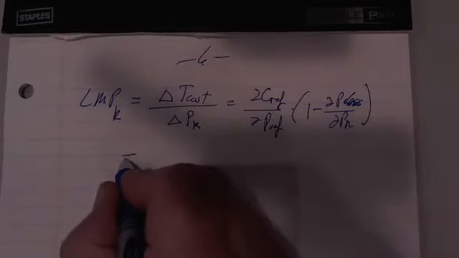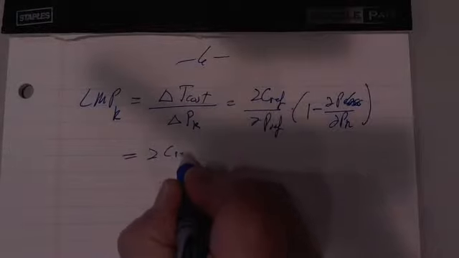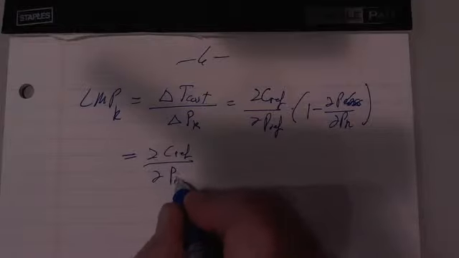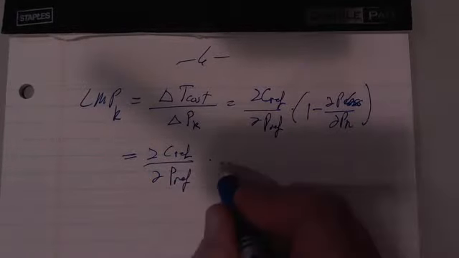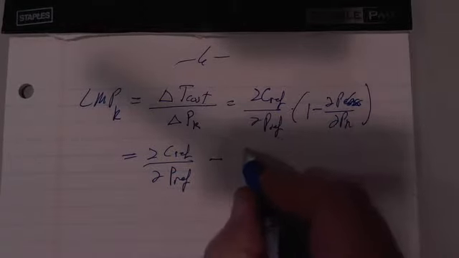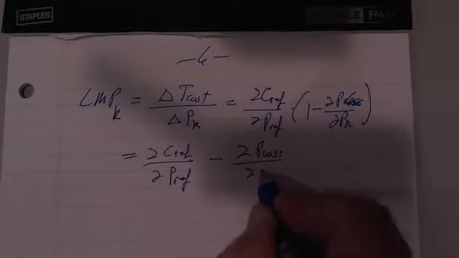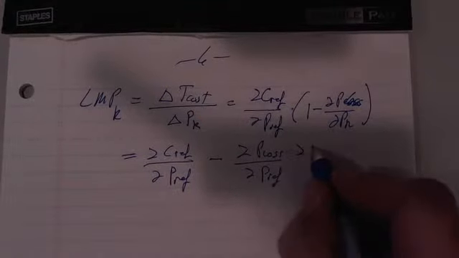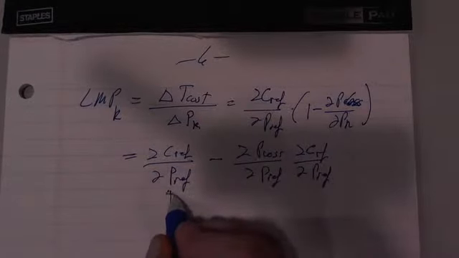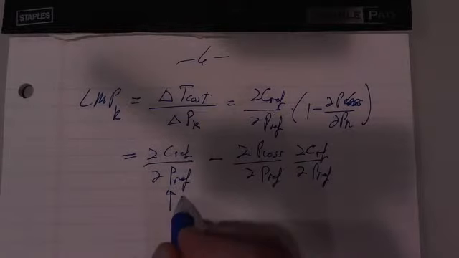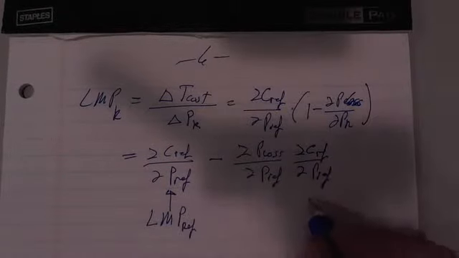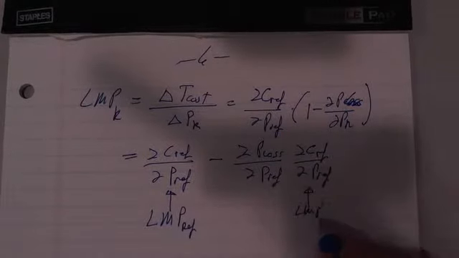Then I'll expand this. This is dC, the cost of the reference bus, P ref, minus, I'm going to flip it around and just say dP loss, dP ref, dC ref, dP ref. Well, this is the change in cost at the reference bus, and so we call this LMP at the reference bus. Same thing here, LMP at the reference bus.